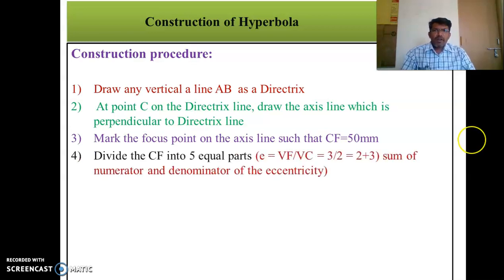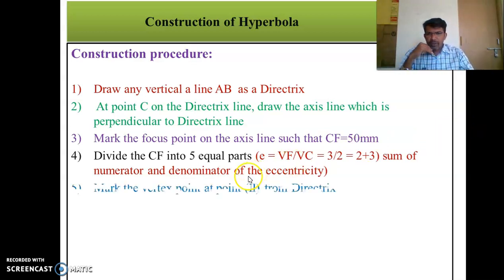Divide the CF line into 5 equal parts, so that VF by VC is 3 by 2. So the eccentricity of the hyperbola will be 3 by 2, where VF is greater than VC. Then 2 plus 3 is equal to 5. That is why we have divided the CF line into 5 equal parts.